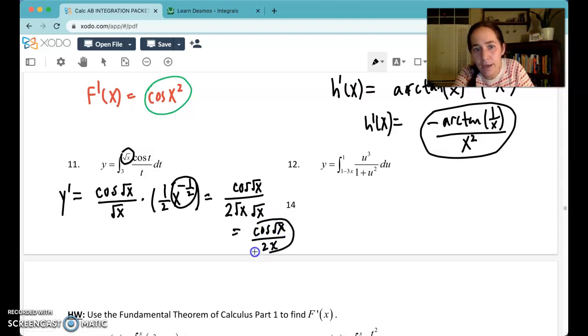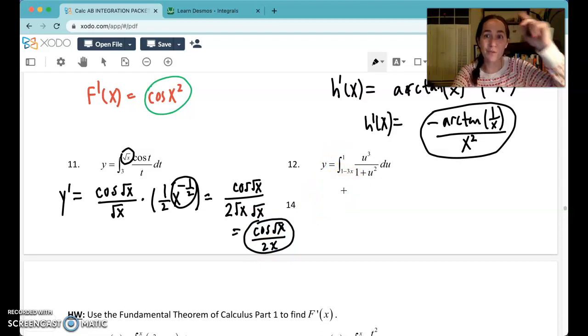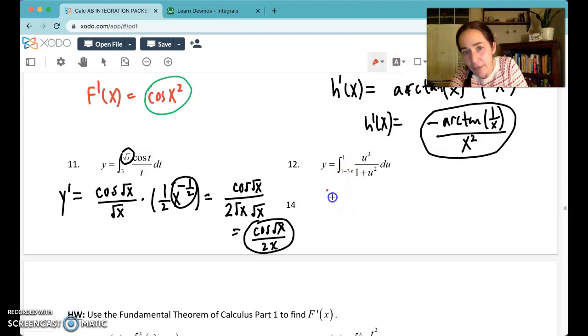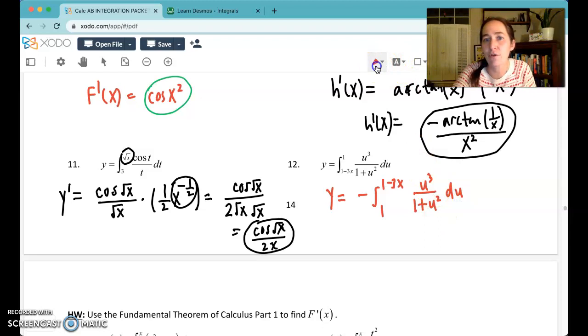All right, and then the last one on the page. My variable expression needs to be the upper limit of integration. So first things first, let's switch the sign of this expression, and that will entitle us to switch the limits of integration. So we can make it negative. We've got variable expression up top, and we've got the constant number at the bottom. I don't see any problems with continuity, so we'll go u cubed over 1 plus u squared. And now I think it's ready to apply the fundamental theorem.